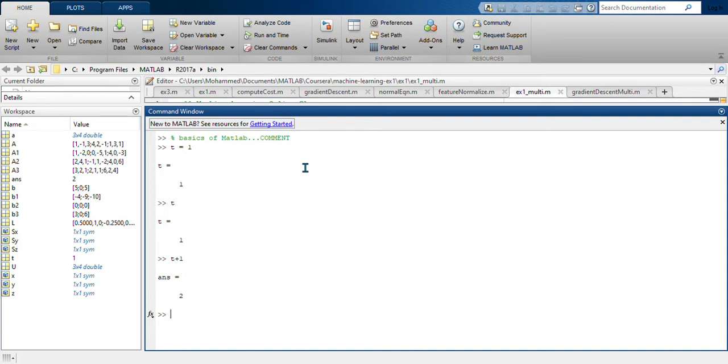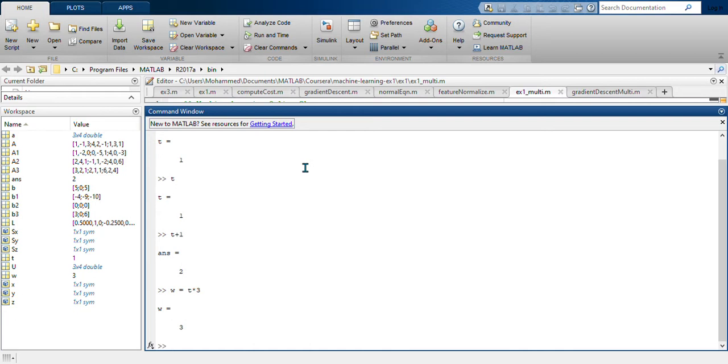Or I can say, let's say, w equals t multiplied with 3. So by the way, the multiplication operator is star. So if you put the star operator, that's multiplication. So t times 3, and since t is assigned as 1, 1 times 3 is 3. Okay, so like this we can assign values to variables and then use those variables in our calculations.